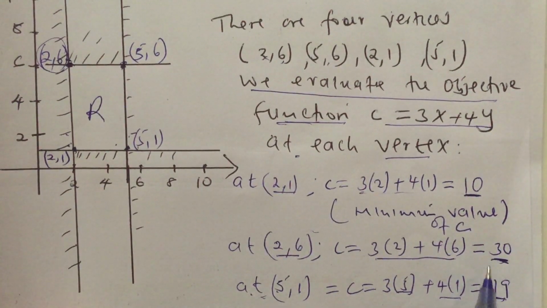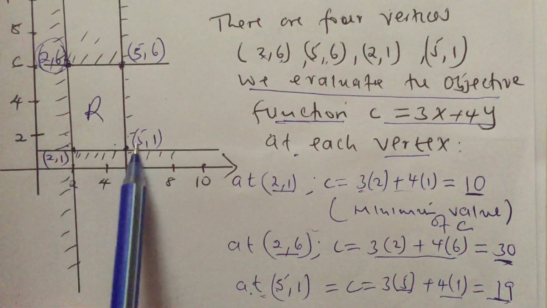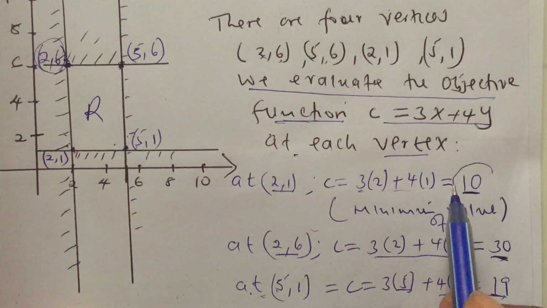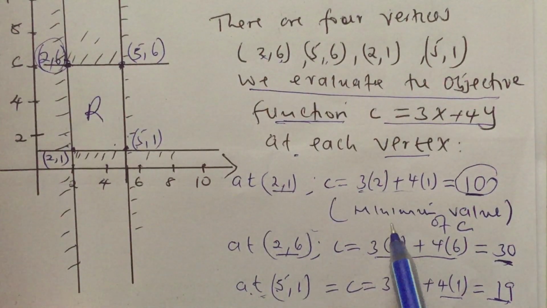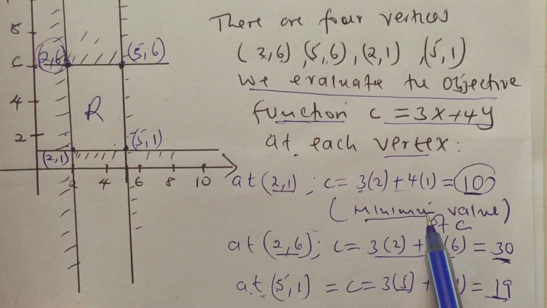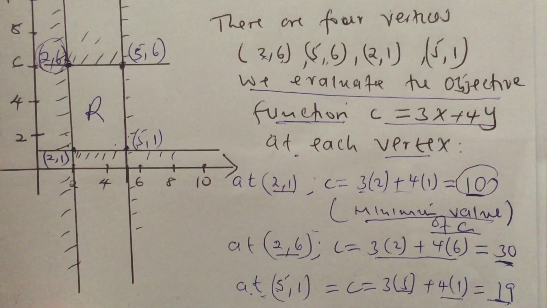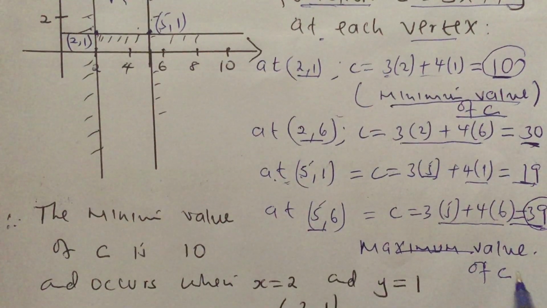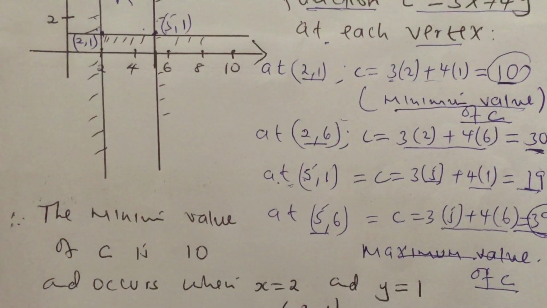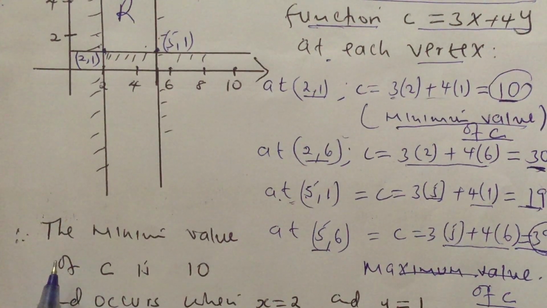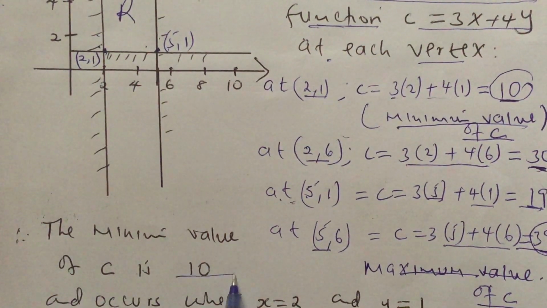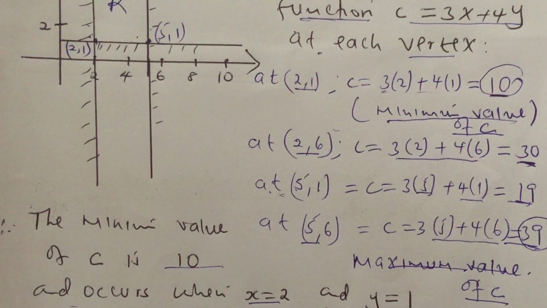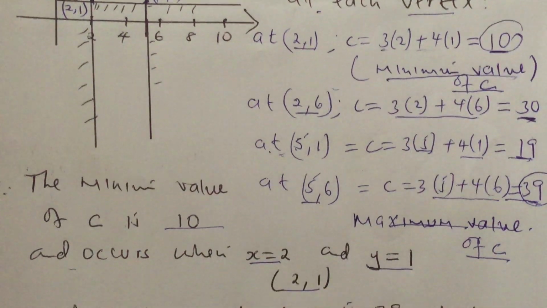Now, if you compare these values that I've gotten at the vertices, then you realize that 39 is the largest and 10 is the smallest. So for this case, therefore, 10 becomes the minimum value of C, and 39 becomes the maximum value of C. And therefore, you can note that the minimum value of C is 10, and this usually occurs where x is 2 and y is 1. That is the point 2, 1.